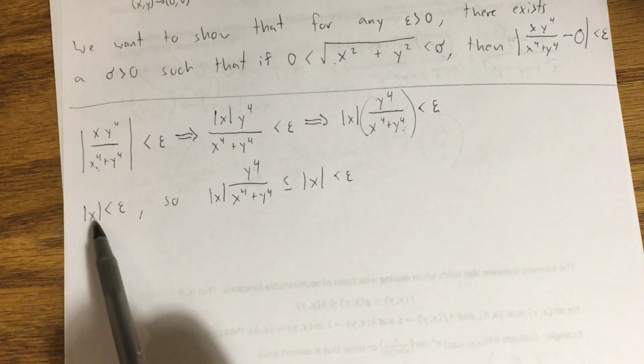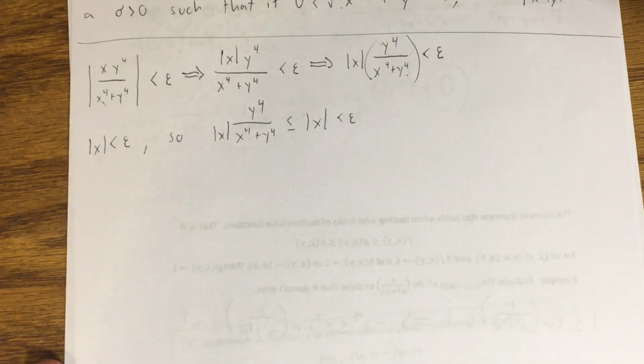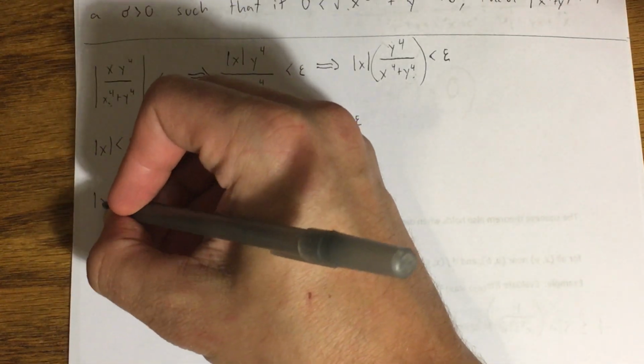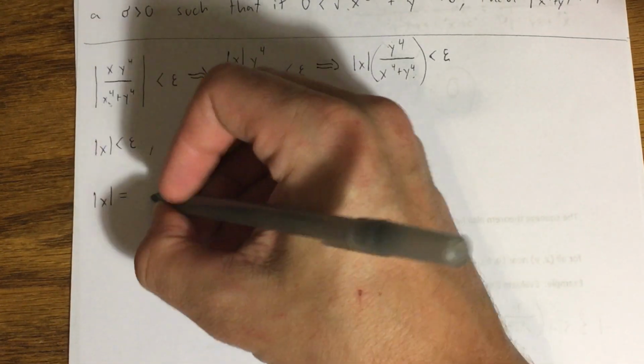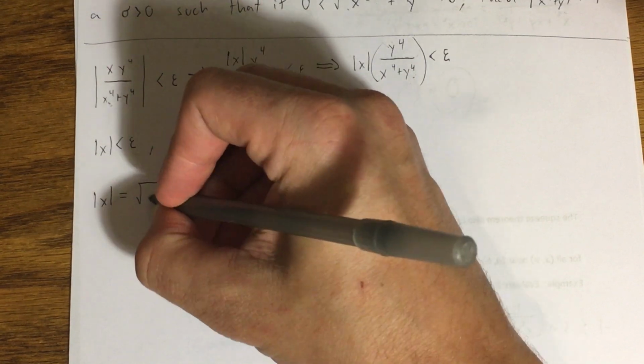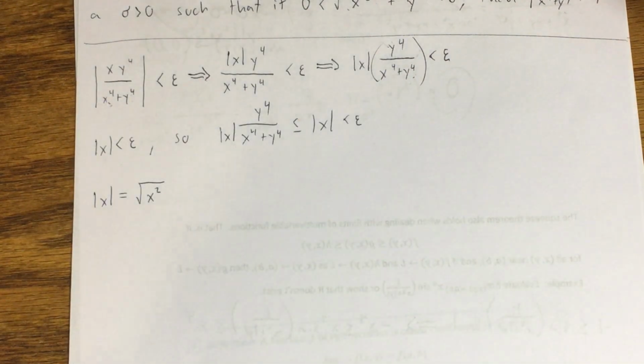And now this is the thing that I want to start working with to try and get there. Well, notice that the absolute value of x is the same thing as the square root of x squared. We know that from algebra.